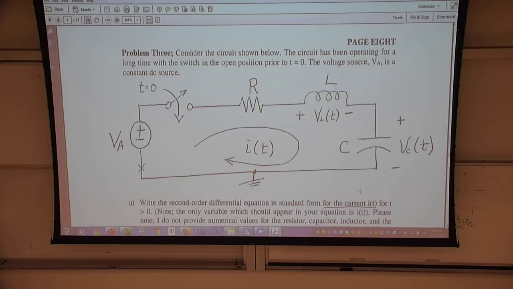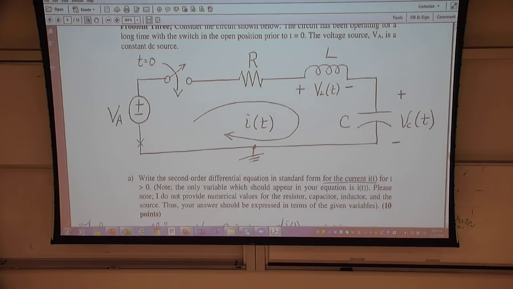So, same setup, same circuit. And now, I'm going to ask you for I of t. So let's read the problem together. Write the second order differential equation for the circuit above for the current. Note, the only variable that should be in your answer is I.